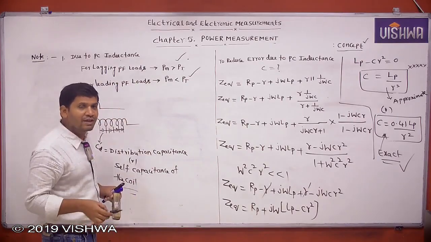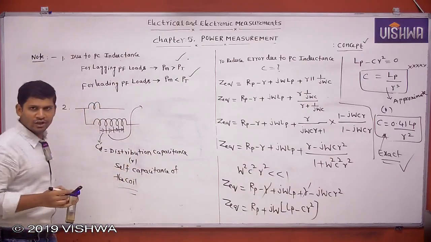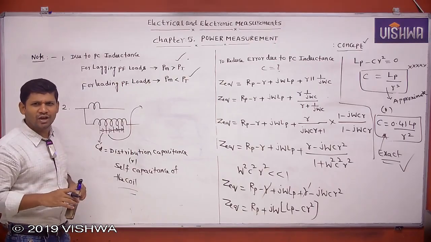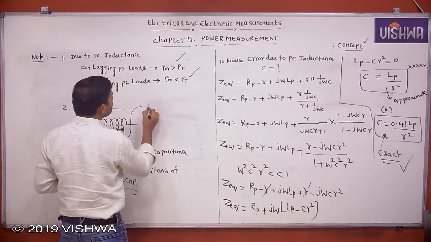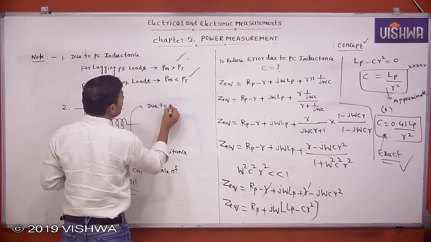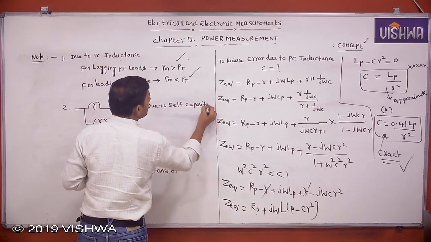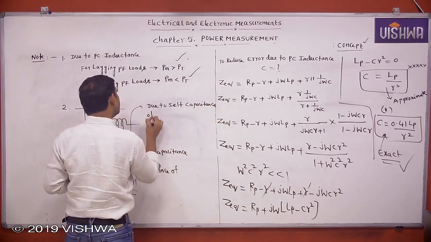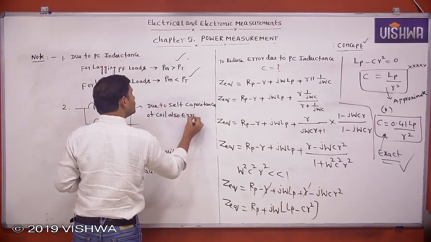If you consider the error due to distribution capacitance, here there is no need for any calculation of error. Mainly, one point to remember: due to self capacitance of the coil also, error is introduced.